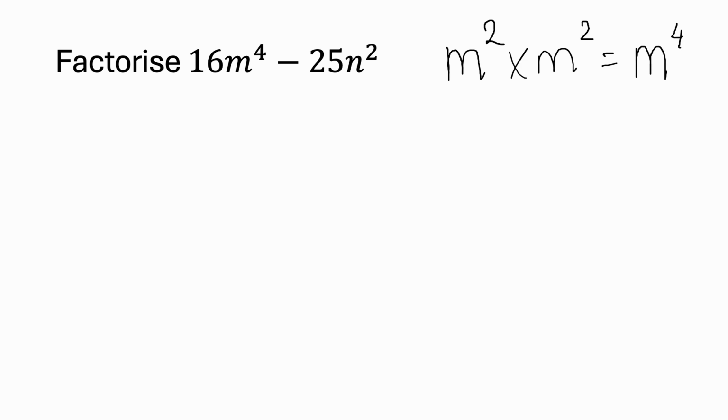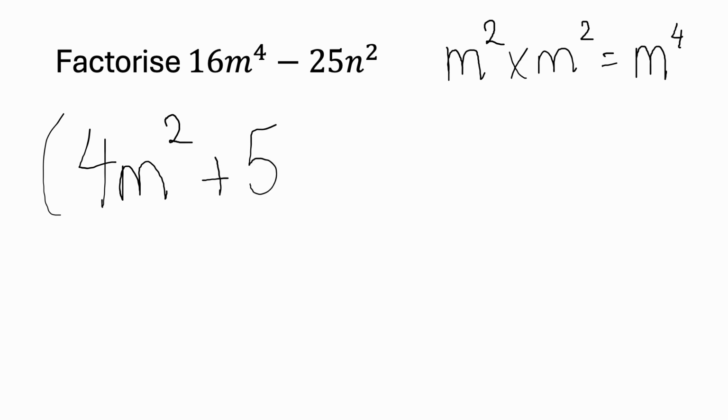Okay. So this one here, square root of 16 is 4. Square root of m to the power of 4 is m squared. Square root of 25 is 5. And square root of n squared is n. And then same thing, but change the sign.